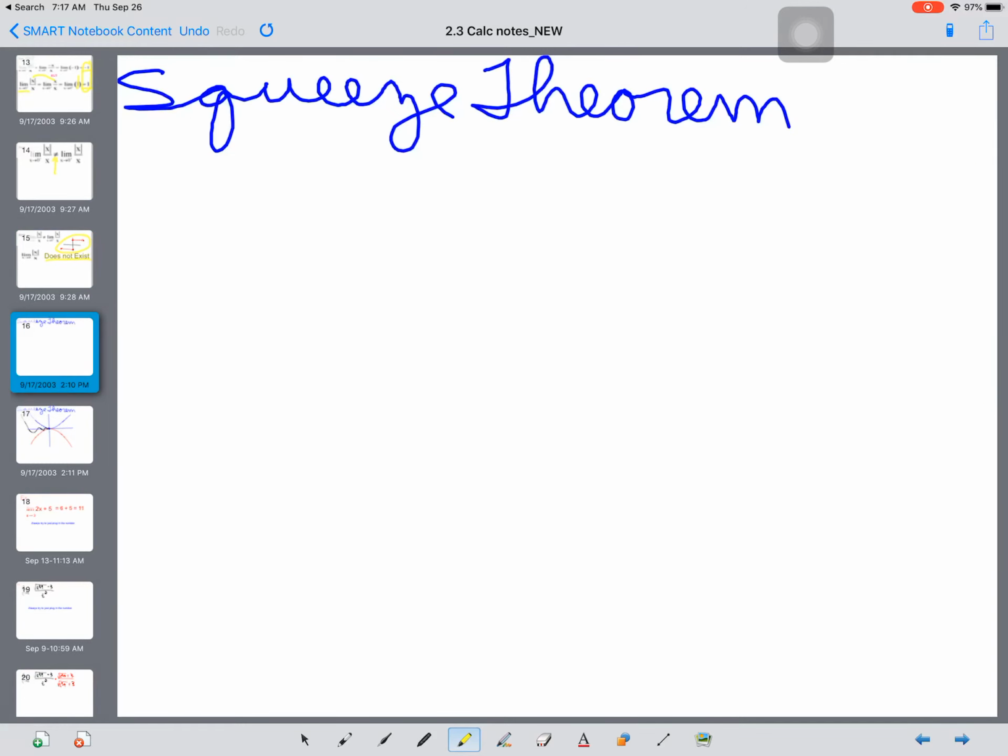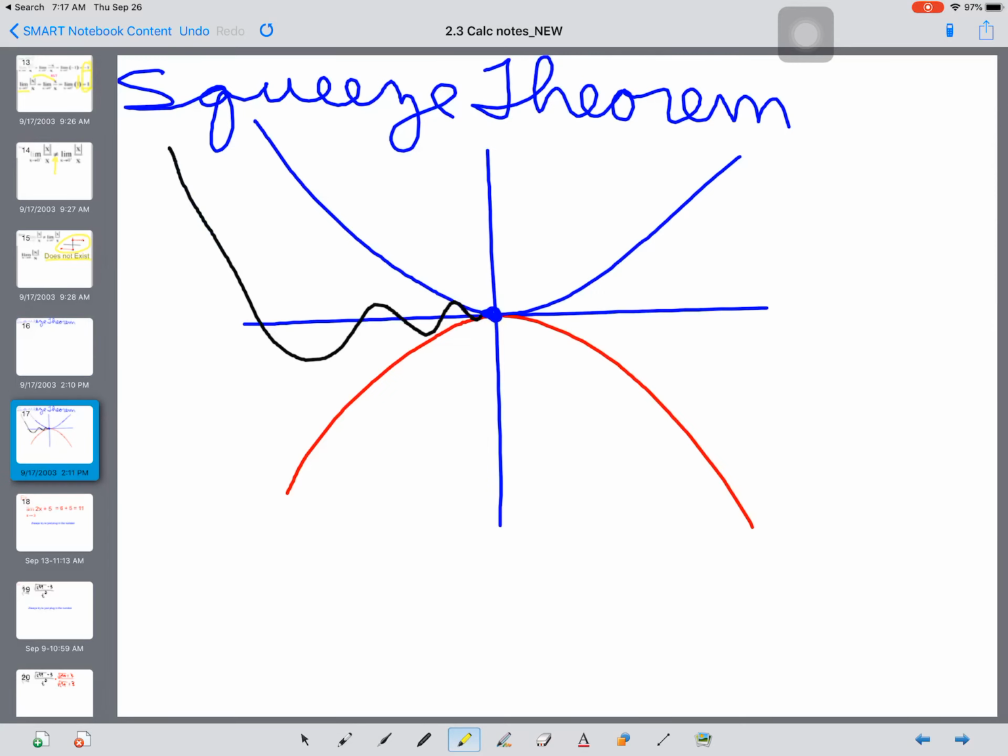So here's a little side note. I've not seen this used very often, but actually this last year on the AP, they had a question involving the squeeze theorem. So tuck this one in the back of your head. It doesn't come up often, but I have seen it. And here's the notion. Look at this blue graph. As I get closer and closer to 0, do you see how the blue graph approaches 0? And as I get closer and closer to 0 on the red graph, it also approaches 0.